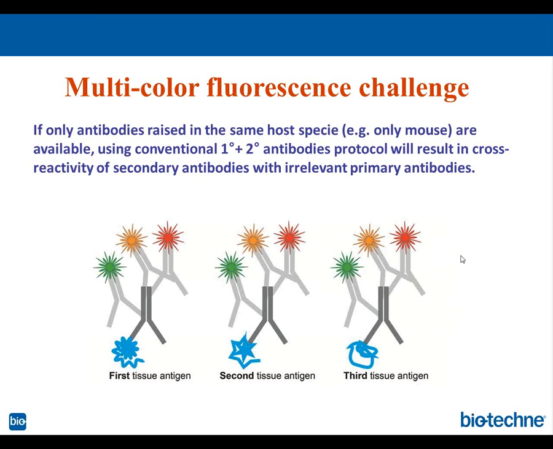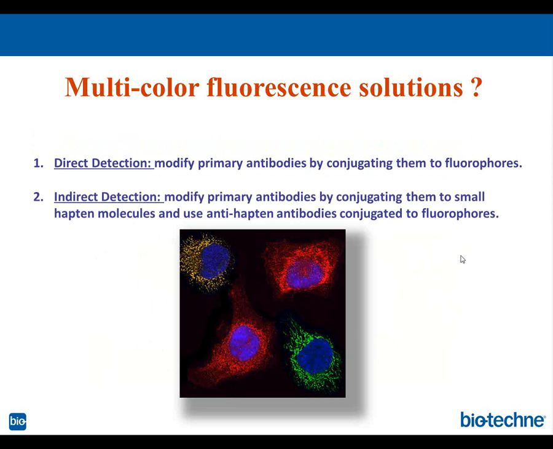So what's the solution? There are pretty much 2 solutions that can be used. One of them is a so-called direct detection technique. We can modify primary antibodies by conjugating them to fluorophores directly. This is a very nice setup: it's one incubation step. We can just incubate cells or tissues with these conjugated primary antibodies, and then we're done. Take them, look on the microscope, and get nice looking images.